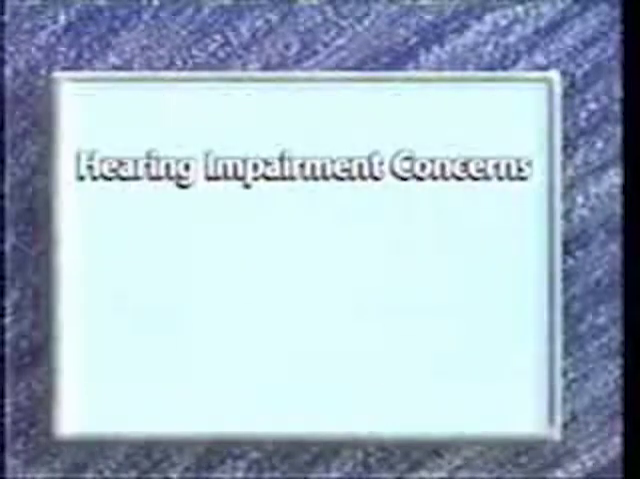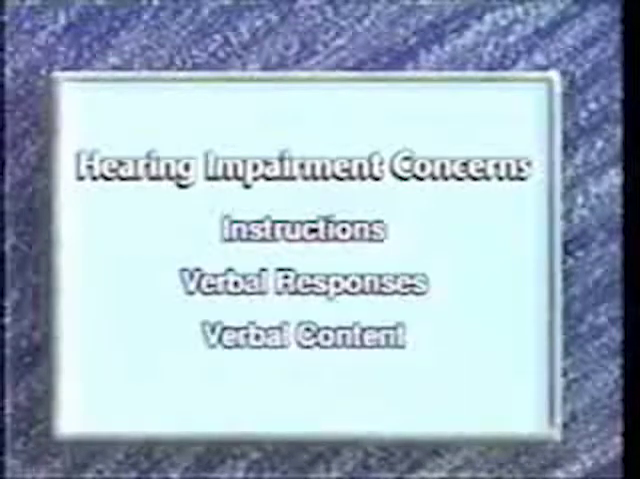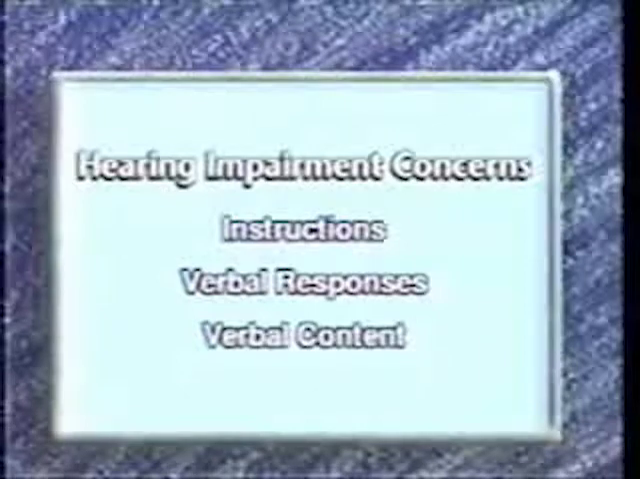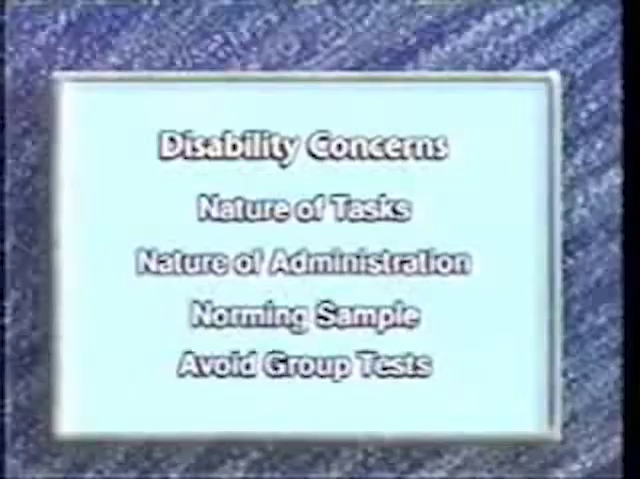For persons with hearing disabilities, the way instructions are given, how responses are required, and the nature of verbal concepts are particularly important. For persons with visual impairments, the nature of visual discriminations, size of print, time limits, and speed requirements are particularly important. For persons with health disabilities, the length of the test and time limits may be of special concern. In general, when testing persons with disabilities, examiners should be careful about the nature of the tasks and the nature of administration requirements, carefully review the norming sample, and avoid group tests.